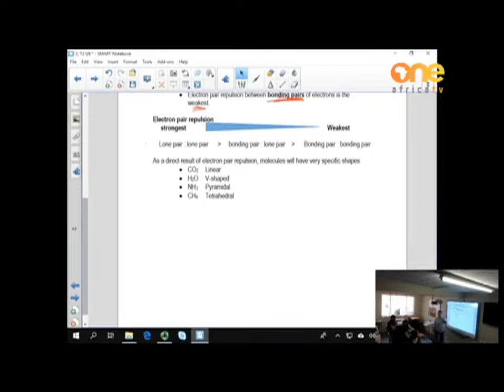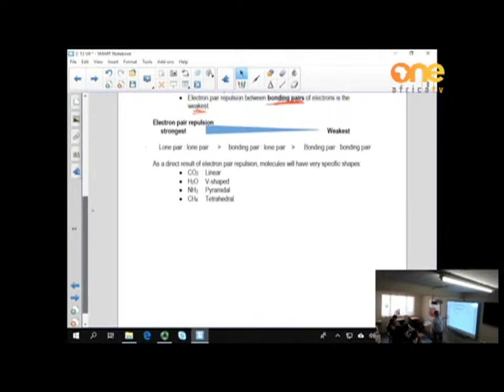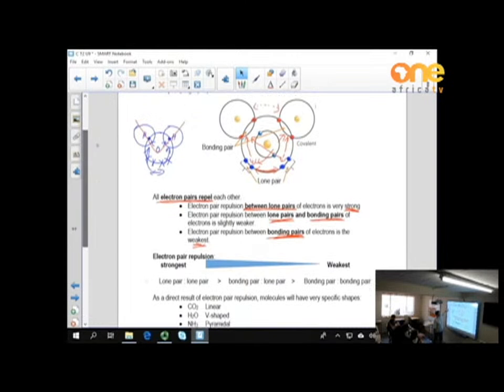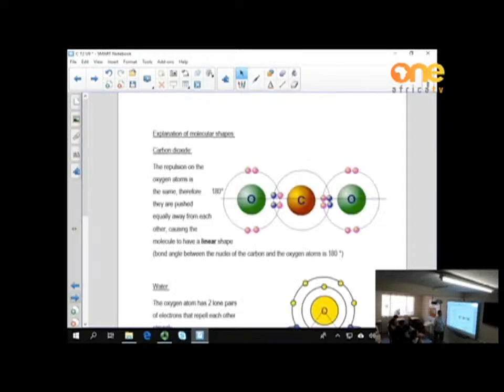Then we said water. Can anyone remember the angle between the hydrogen, oxygen, hydrogen in water? I think it was 107 or 104.5. Okay, we'll have a look at them in a moment. But we said the water molecule is V-shaped. Ammonia, NH3, is pyramidal, and methane is tetrahedral.